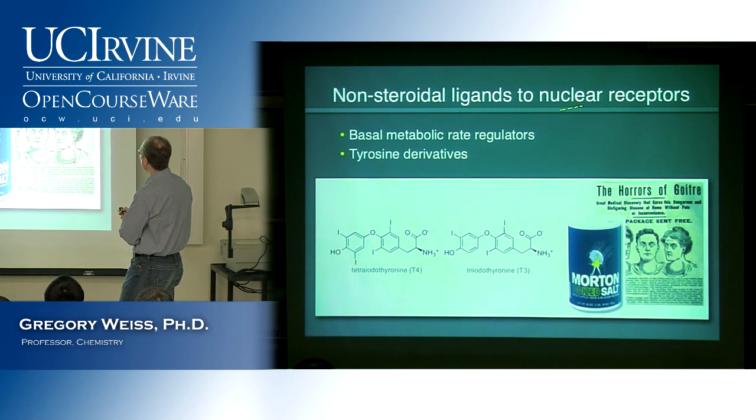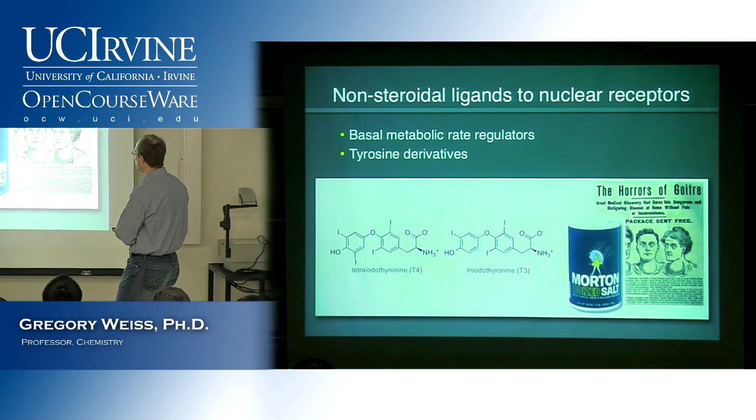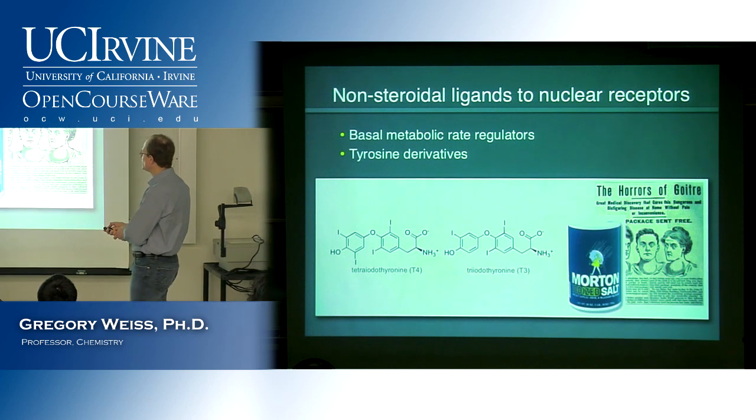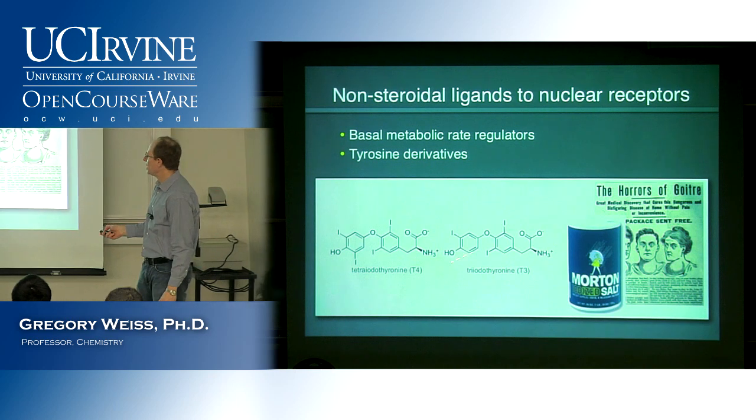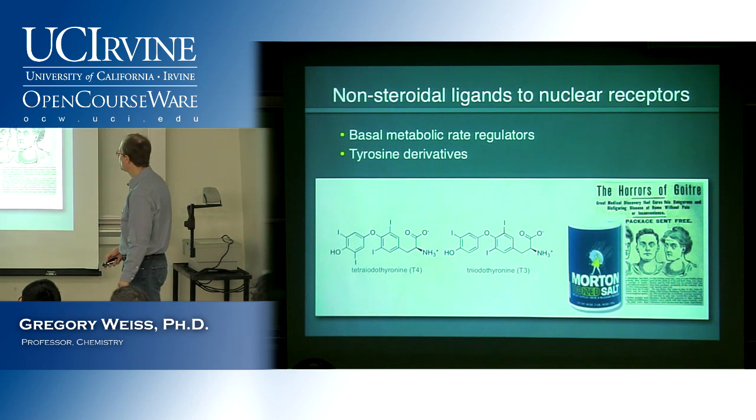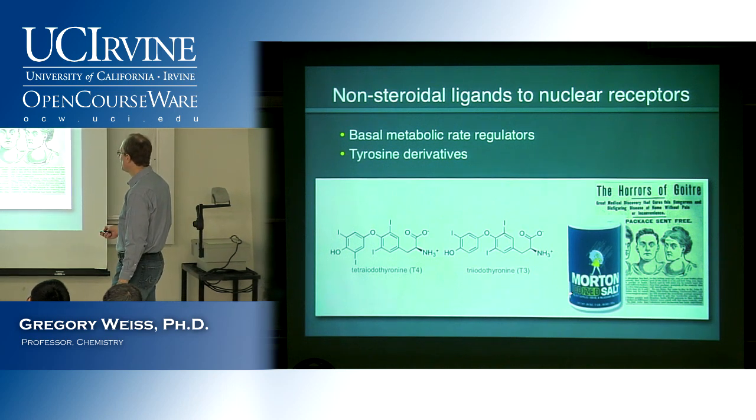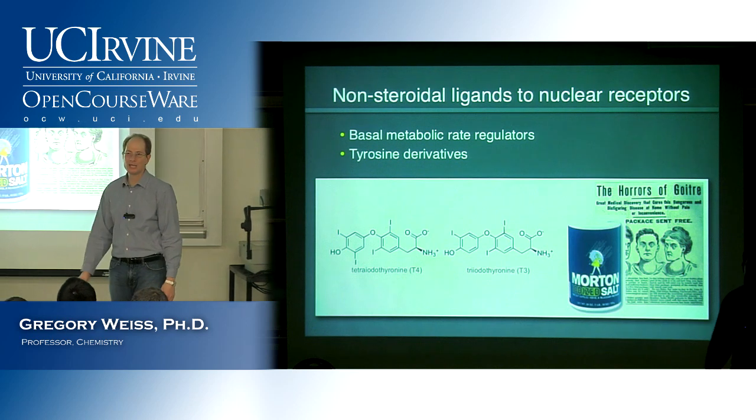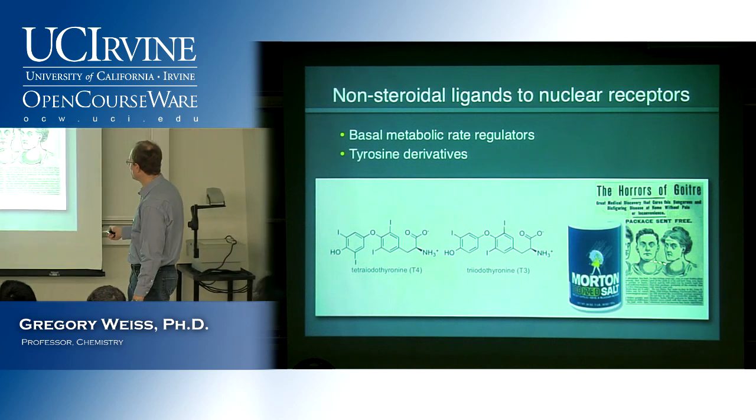Other non-steroidal ligands to nuclear receptors include these iodo compounds, tetraiodothyronine and triiodothyronine over here. The important thing to know about this is that both of these compounds are derived from tyrosine. This is iodinated tyrosine. And these are important for regulating the basal metabolic rate. And so if your diet does not have enough iodine in it, you could run into all kinds of complications, including goiter that's shown here.